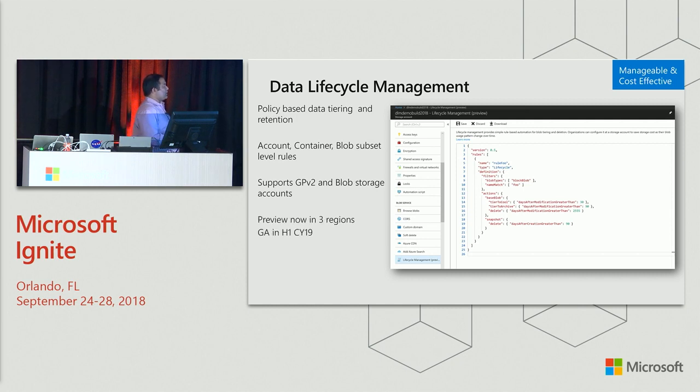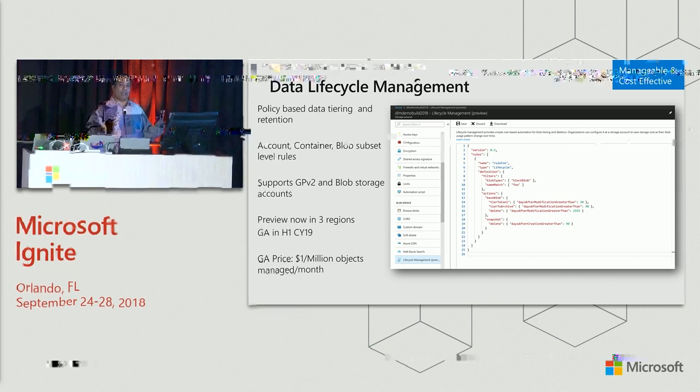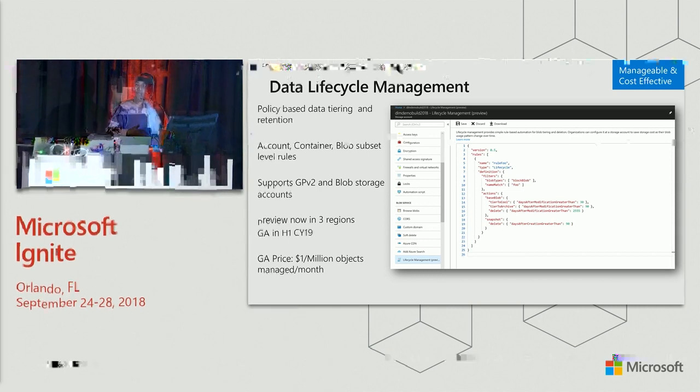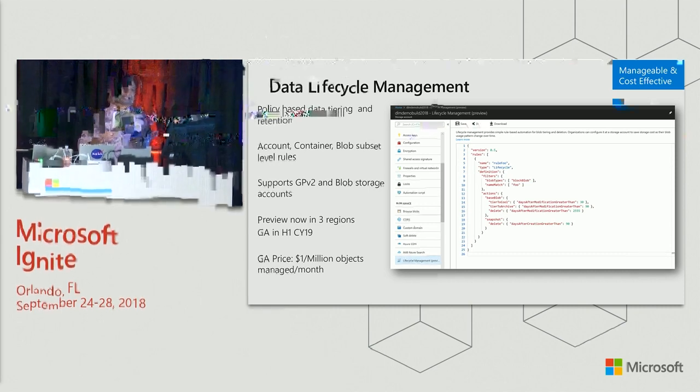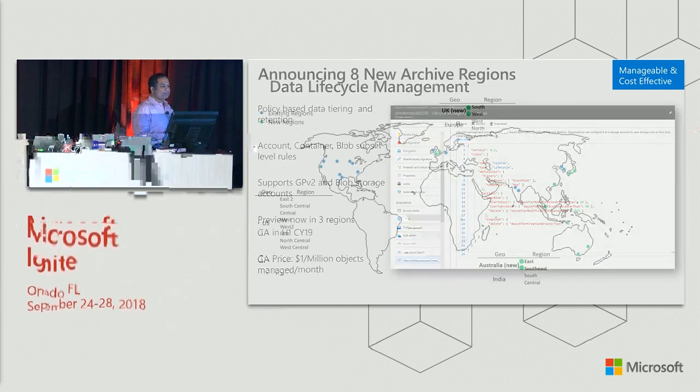This is currently supported in GPv2 and blob storage accounts. There's preview available in 3 regions, and it will GA in the first half of next year. This is something that's relatively inexpensive for us to manage for you. It's $1 per million objects managed per month. So the idea there, again, is we don't want to make this punitive for you to use, because it does help clean up a lot of those maintenance tasks that as a developer or a storage IT admin you end up having to do on your object storage accounts.